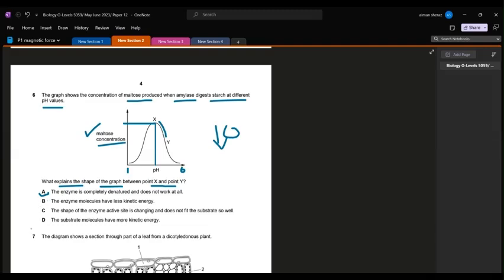And similarly, B and D ruled out हो जाएंगे options. Why? Because kinetic energy and pH don't have a relation between them. And we are entirely just discussing about pH, not kinetic energy. Increasing or decreasing the kinetic energy is not affecting the pH or the enzyme molecules. So B and D will be ruled out. C is the correct answer because the active site of the enzyme is getting changed. The substrate is not fitting well and the concentration of the product will be decreased.